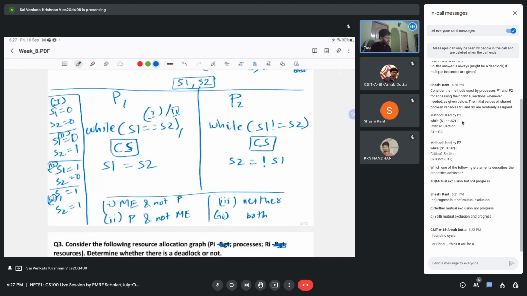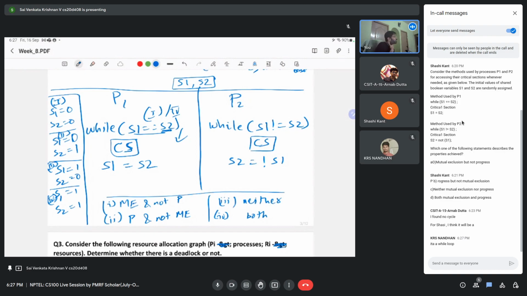So for mutual exclusion, if case 1 or case 4 is there, P1 will enter the critical section, and finally after entering also S1 equals S2 only. So whatever the value of S1 was, initially S1 is equal to S2, then only it will enter, and P2 won't enter in cases 1 and 4. And when exiting the critical section, S1 gets the value of S2, which is the same as before, because initially both are equal.